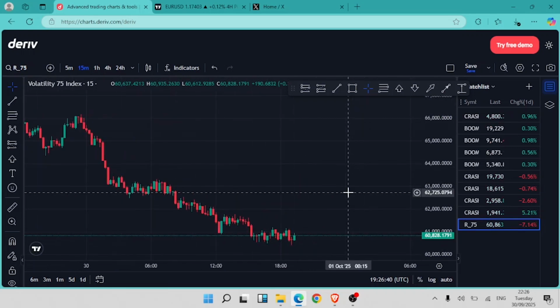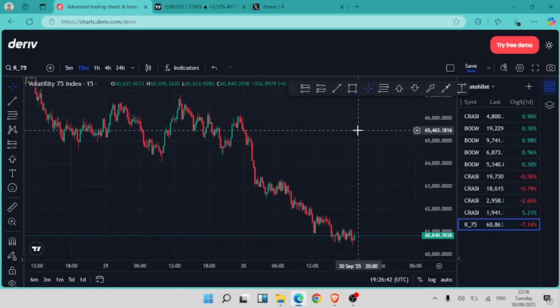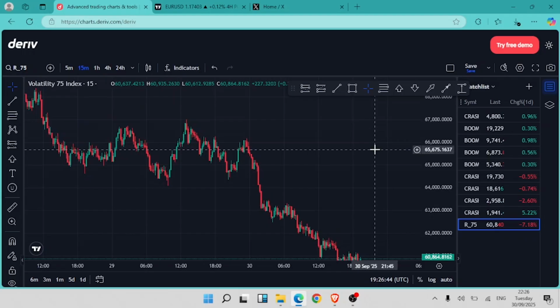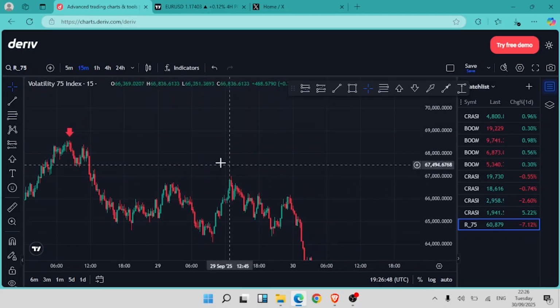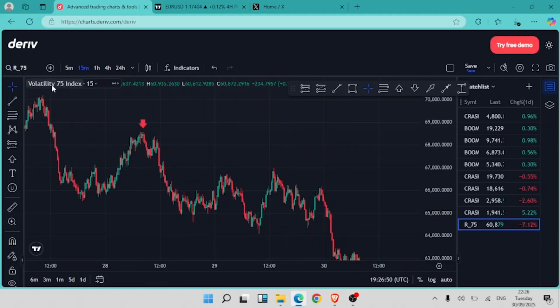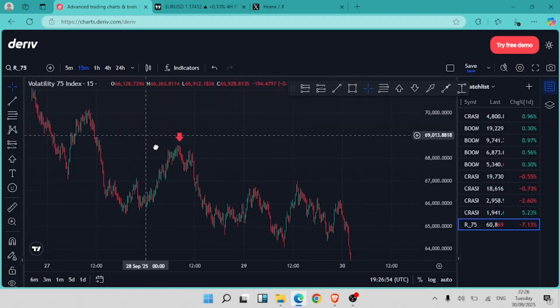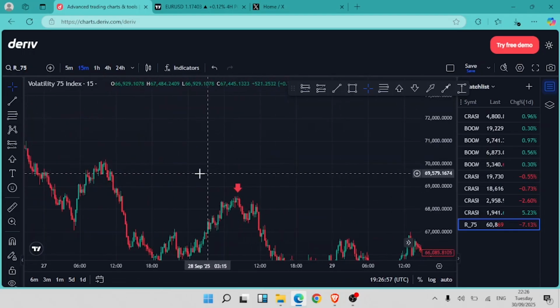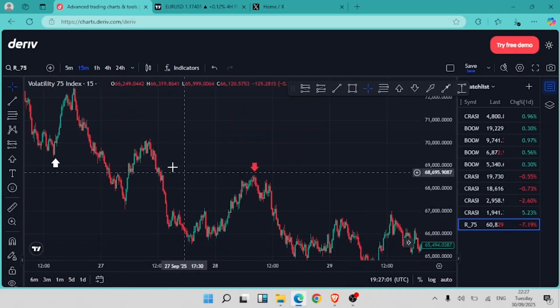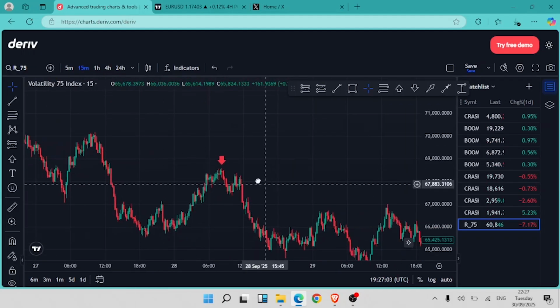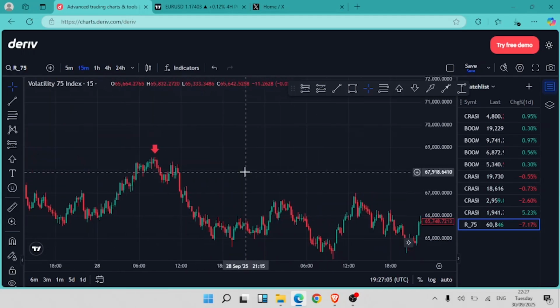Over the last few weeks, I have been looking at how you can integrate the idea of engulfing patterns to trade the volatility 75 index. And you can see I am now on the volatility 75 index, and over the past few days of backtesting, I have realized it is something that you can actually apply on volatility 75 index.